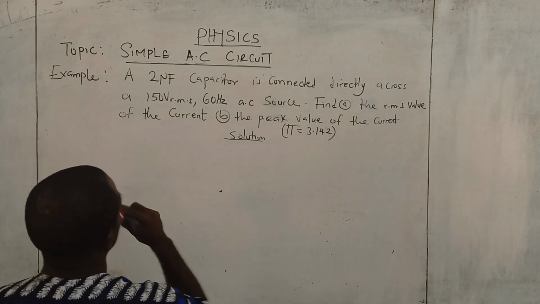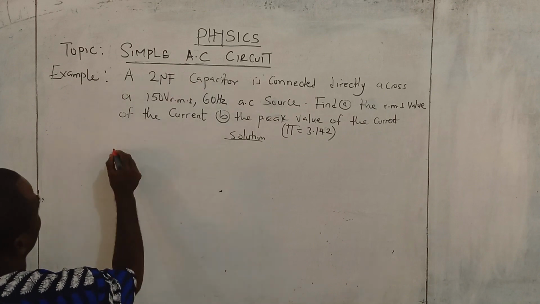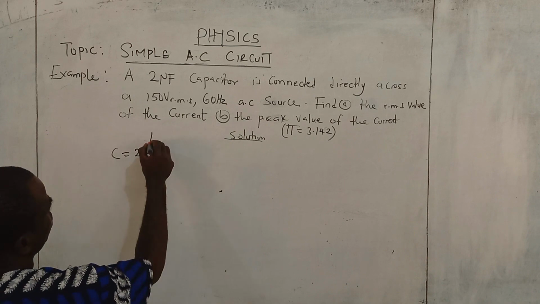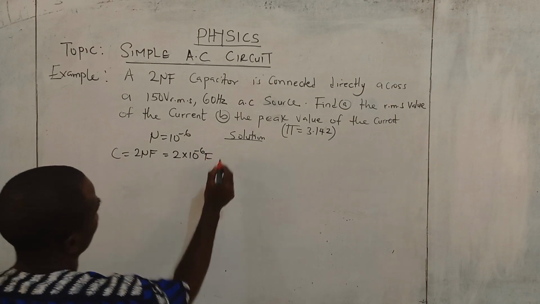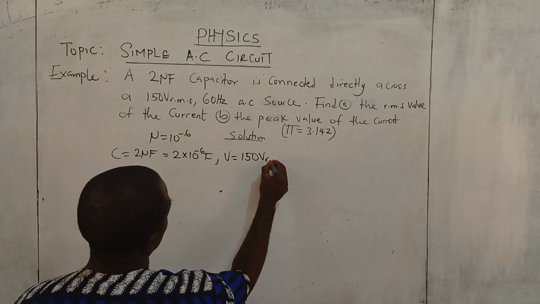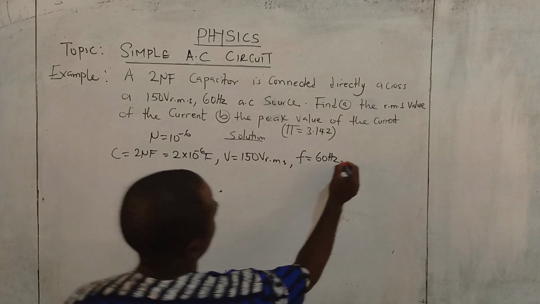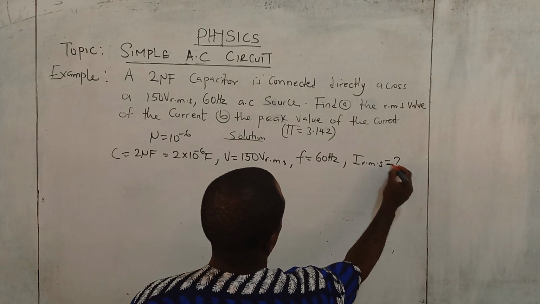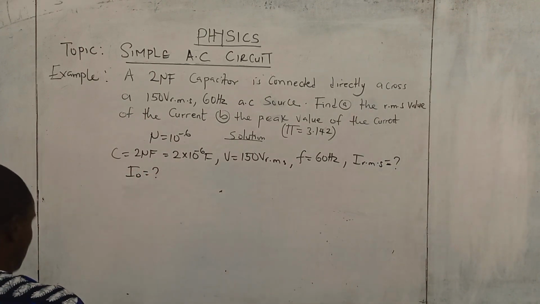Let's write the parameters out. A 2 microfarad capacitor. Micro stands for 10 to the power minus 6, so 2 times 10 to the power minus 6 farad. Convert it to standard. V equals 115 volts root mean square, frequency 60 hertz. Find the root mean square value of the current, I root mean square, and the peak current, I naught.